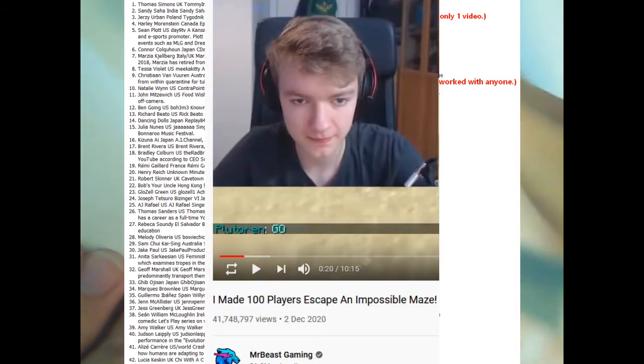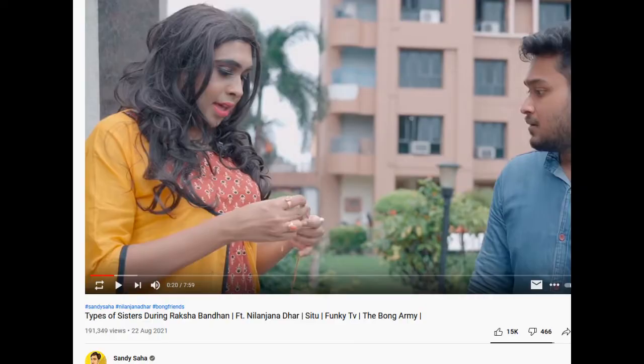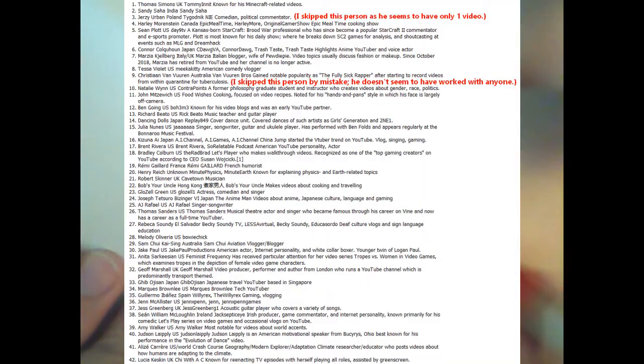So the first person I got on my randomised list was Tommy Innit, who has worked with MrBeast, and also a bunch of the other people I've mentioned. Maybe I should have started with MrBeast instead of Tom Scott? The second person on my list was Sandy Saha, who has worked with Nalandra Dar and apparently no other YouTubers, and Nalandra Dar hasn't worked with anyone else either. That's one way you can fail to reach this main group of YouTubers, just having a very small group of people who you've worked with.